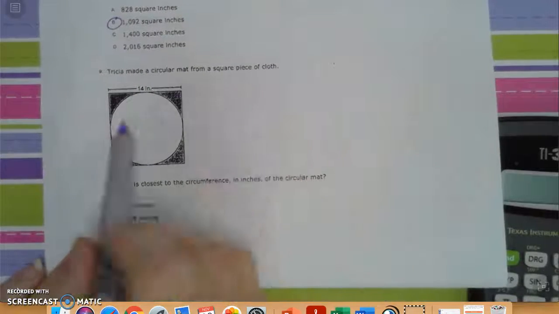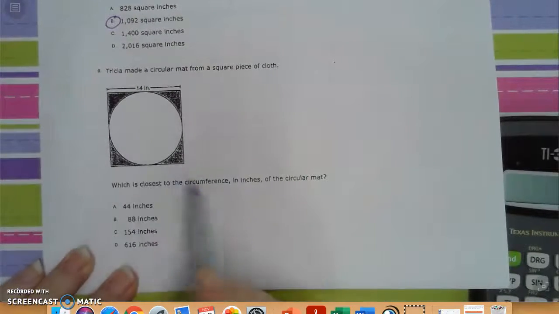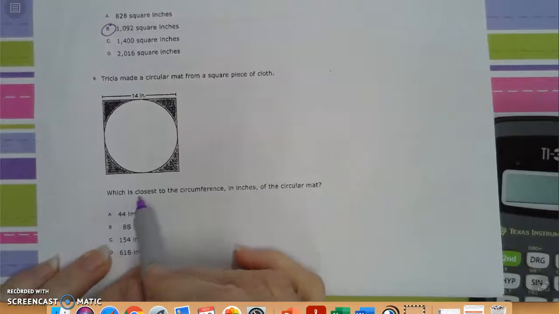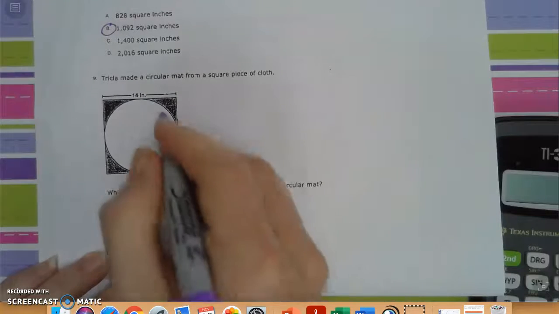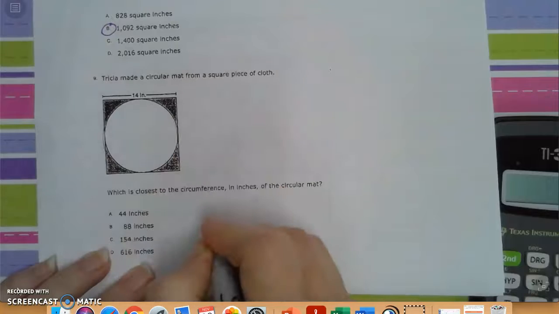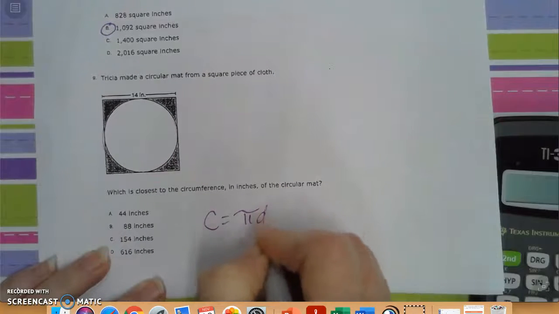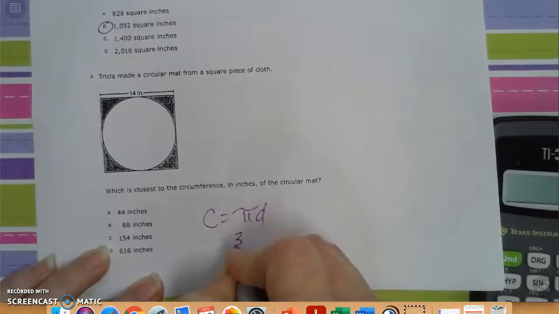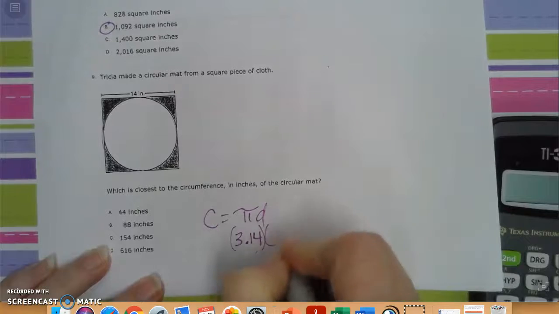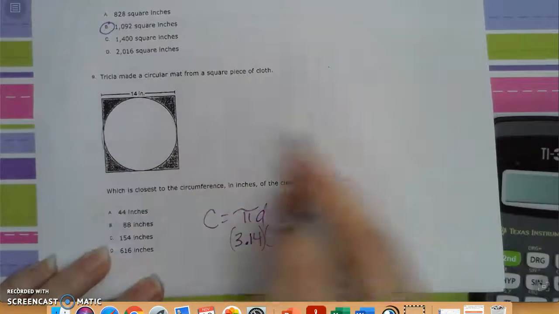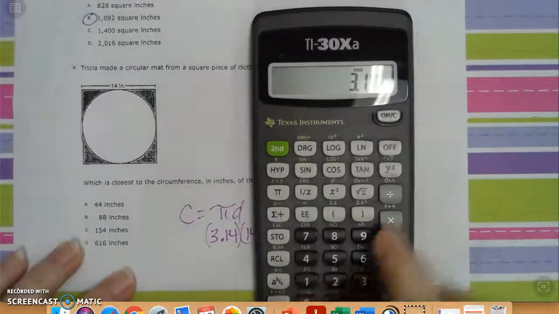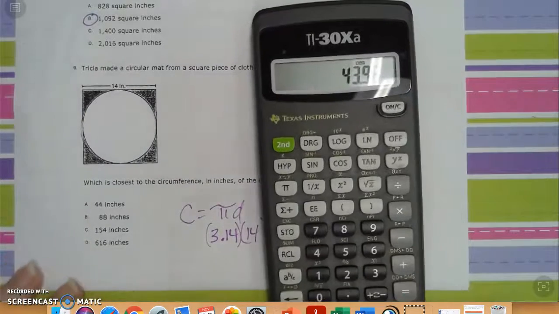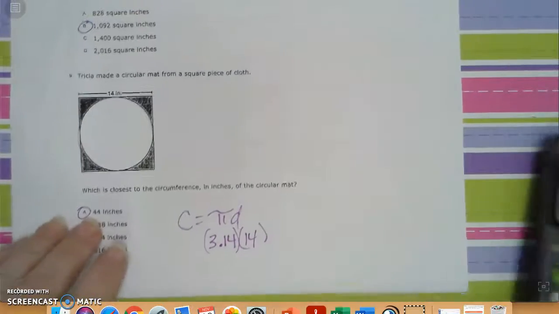Okay? So now we've got a circular map, a square, and a circle. It says, which is closest to the circumference? So if we do the circumference, we know circumference equals pi times d. This one looks like it's going to be hard, but it's really not. So 3.14, if all the way across is 14, we just have to do 3.14 times 14. And we're done, which is going to be A, 44.